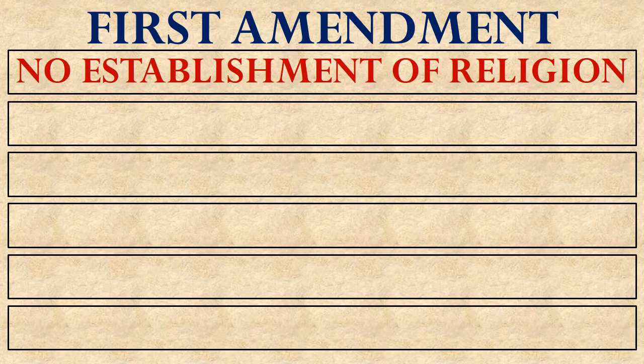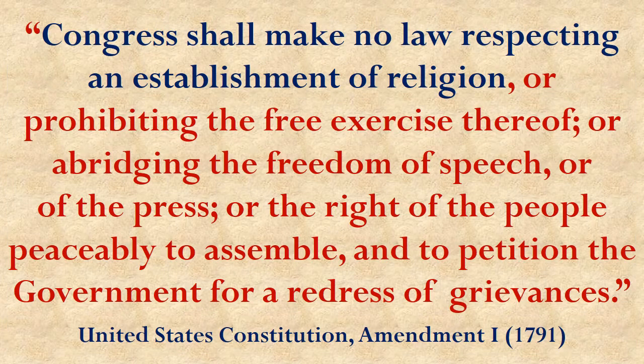The first of these we're going to look at is a clause in the First Amendment about not having an establishment of religion. Here's what the actual text of the Constitution says in the First Amendment. Congress shall make no law respecting an establishment of religion.